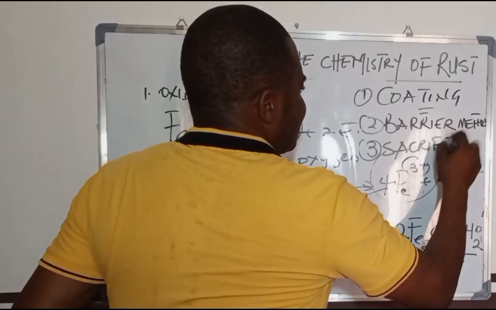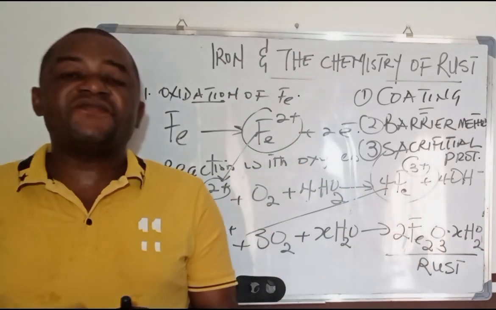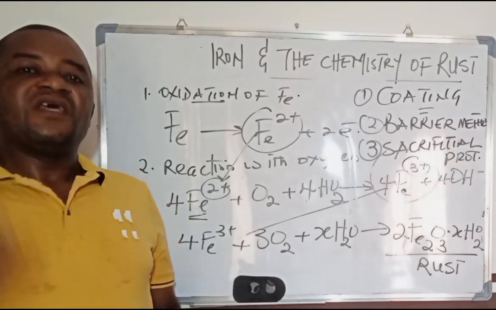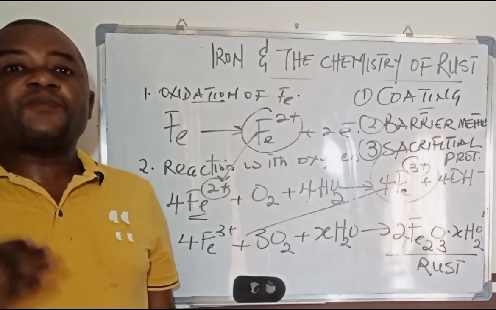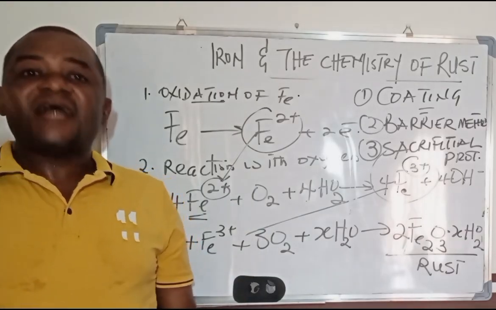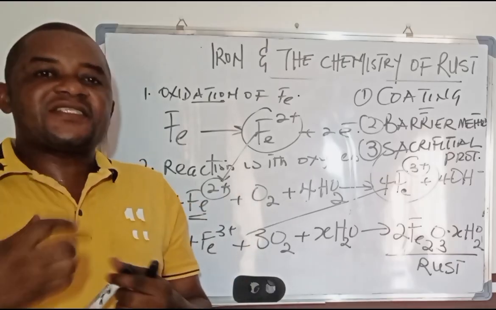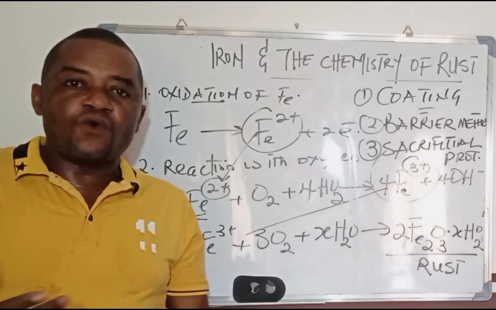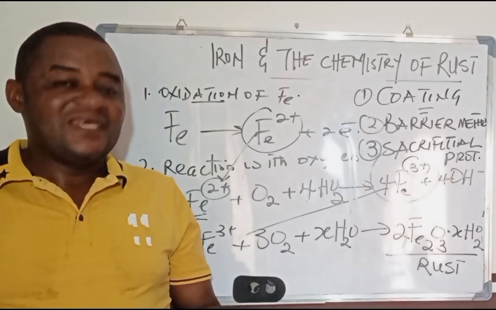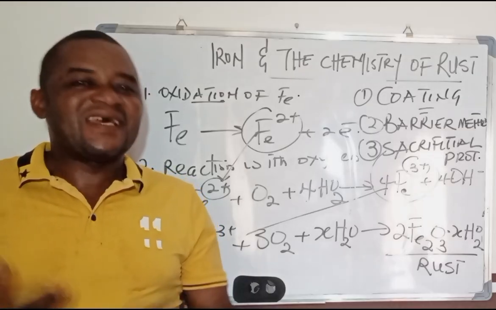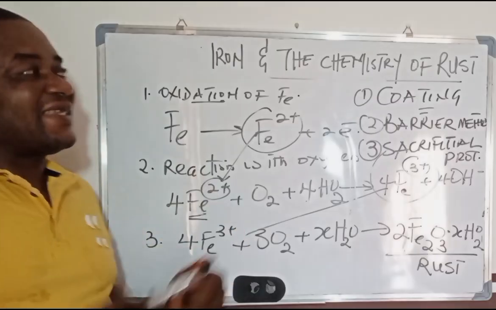You can use sacrificial protection. In sacrificial protection, it's simple. What you need to do is look at the metal that is more reactive than iron. For example, if you look at the electrochemical series, zinc is more reactive than iron. So you can use zinc to coat your iron. Instead of the iron rusting, the zinc will be rusting. So the zinc now is serving as a sacrificial anode instead of the iron. There are many other methods, but these are the three cardinal methods you can use in protecting your metal from getting rusted.